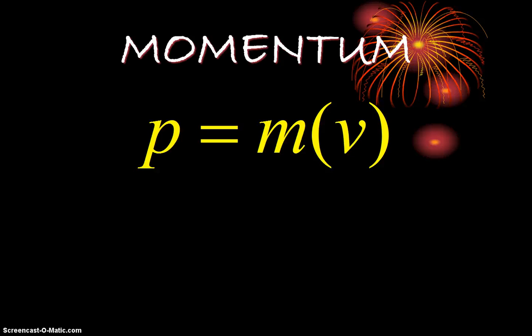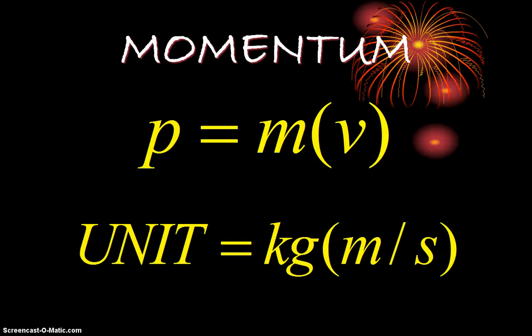And momentum is an object's mass times its velocity. We write momentum with a lowercase letter p, and then mass times velocity. So the unit that we get for momentum is kilograms times meters per second.